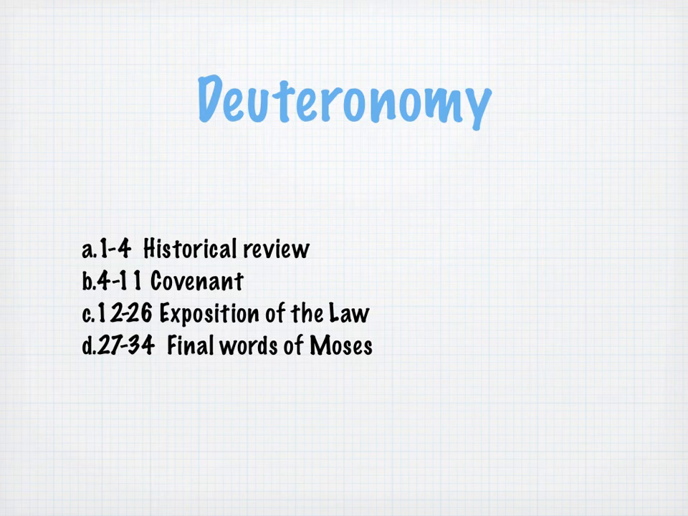The book of Deuteronomy begins with a historical review, a reminder of the covenant. Then an exposition of the law, and the final words of Moses, who will die without entering the promised land.